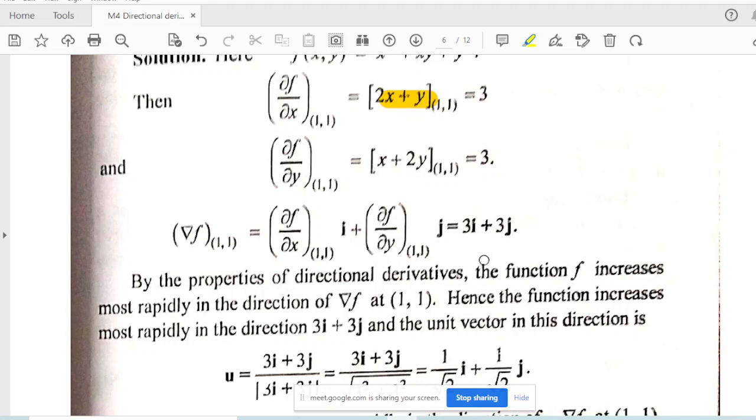Because it is a positive value, so we can say that it increases most rapidly.